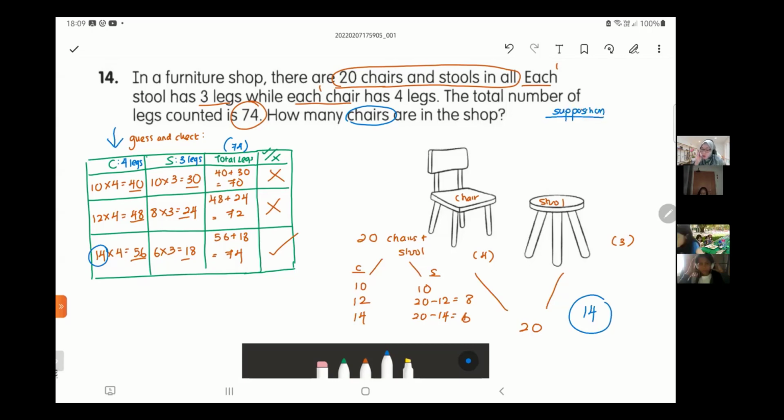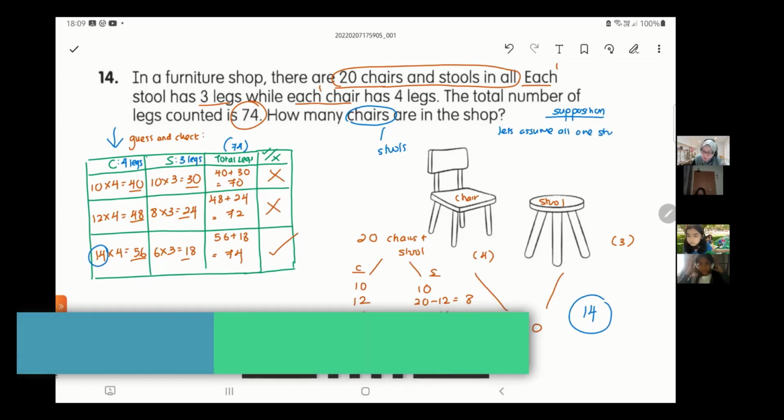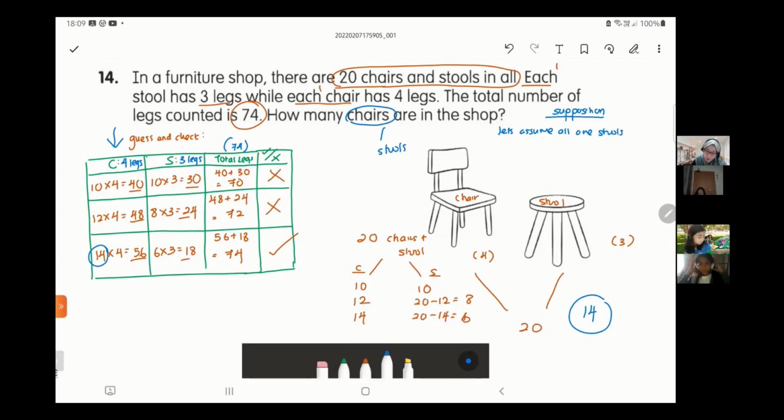Since they want to know how many chairs there are in the shop, we are going to assume the opposite. Since we want to know chairs, we do the opposite. The opposite of chair will be stools. So let's assume all are stools. How many chairs and stools do we have? 20. So if all are stools, we have 20 stools. How many legs would that be? 20 times 3 equals 60 legs in all.